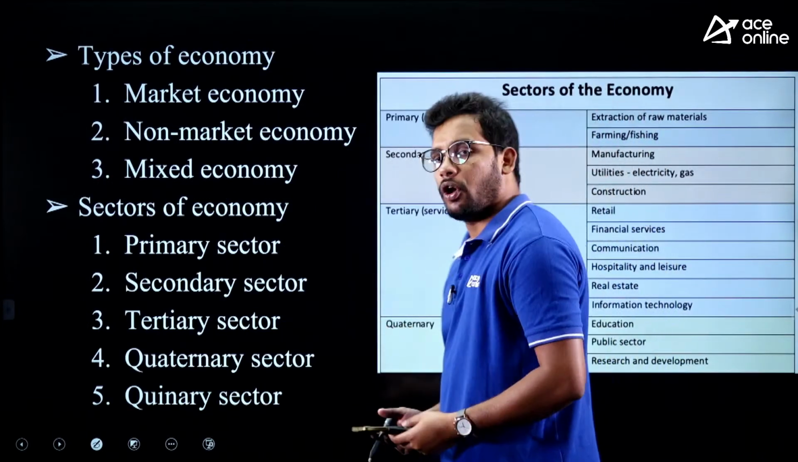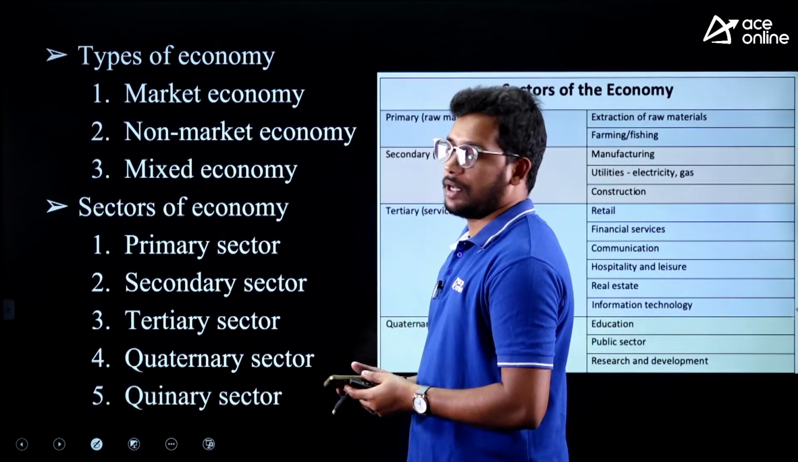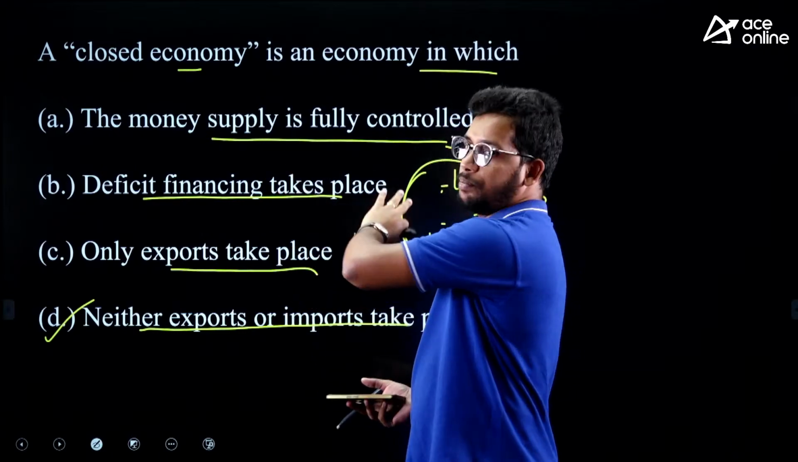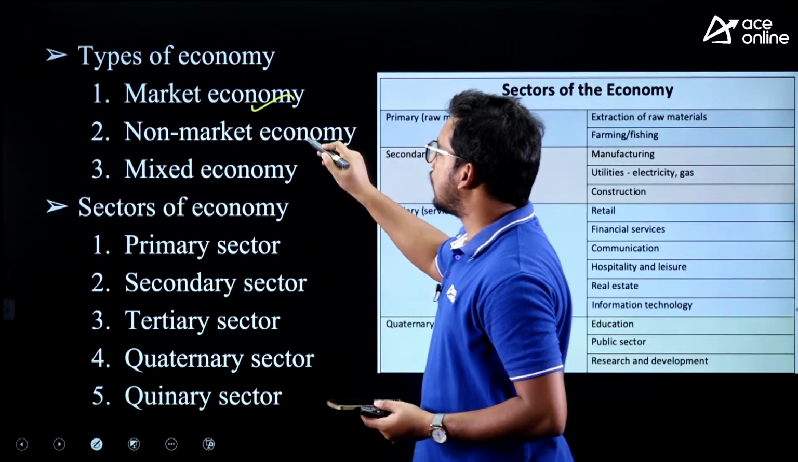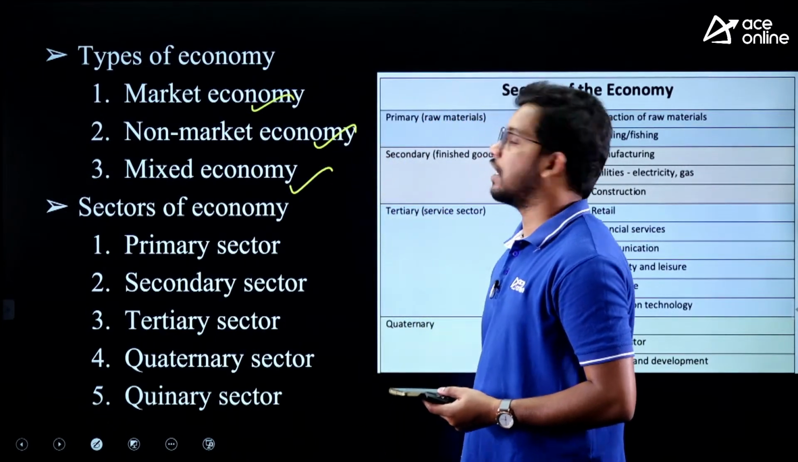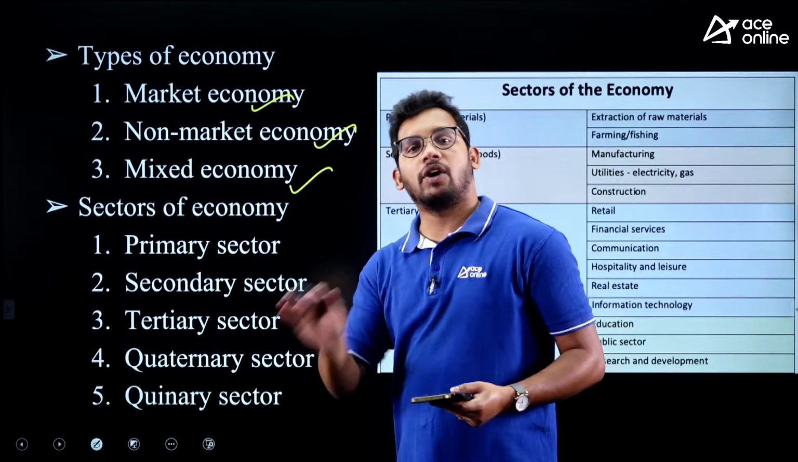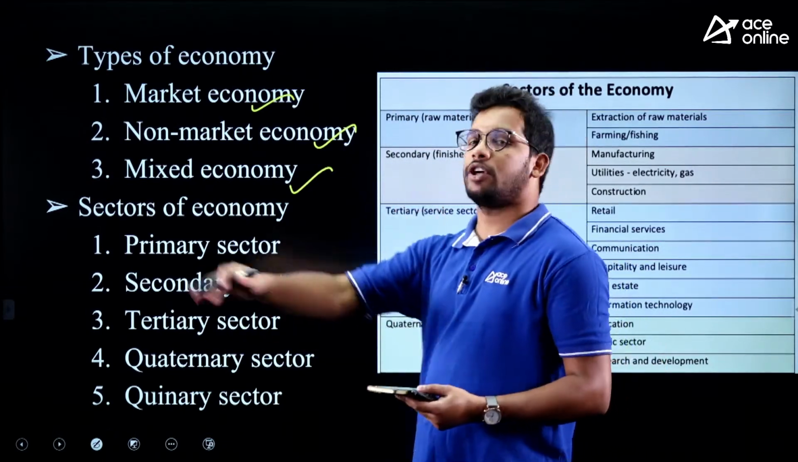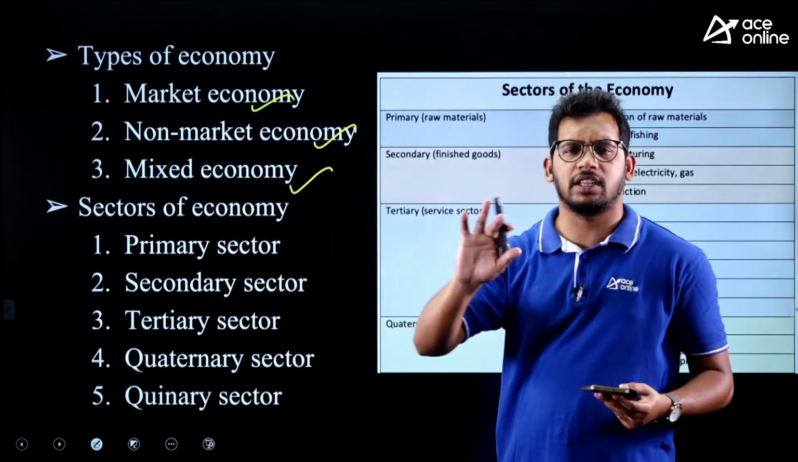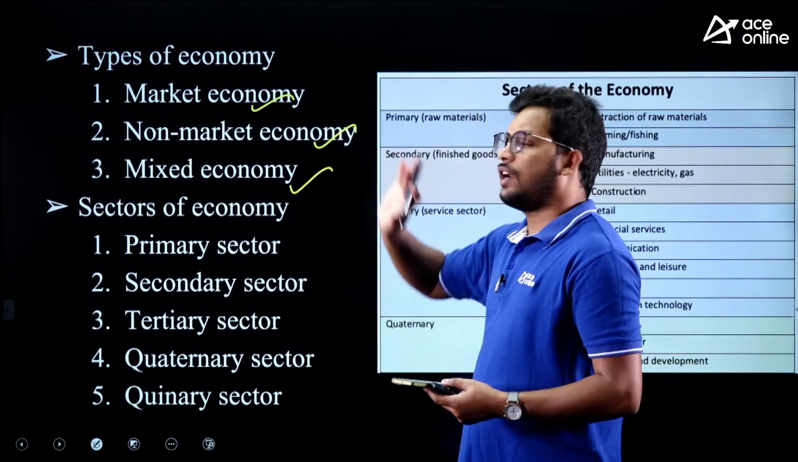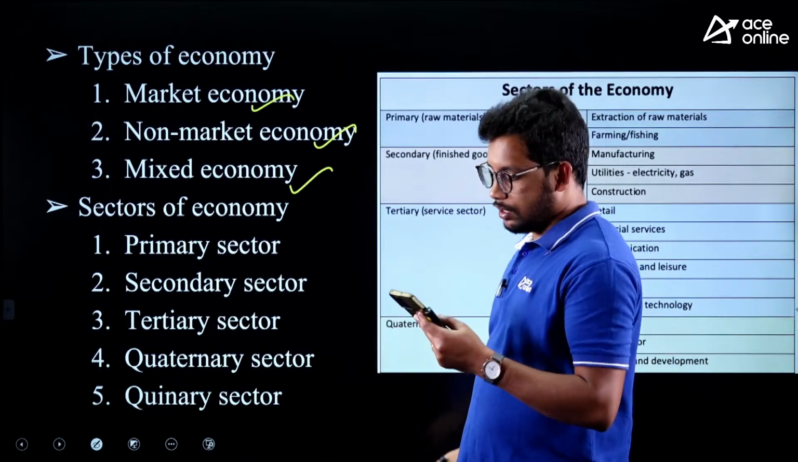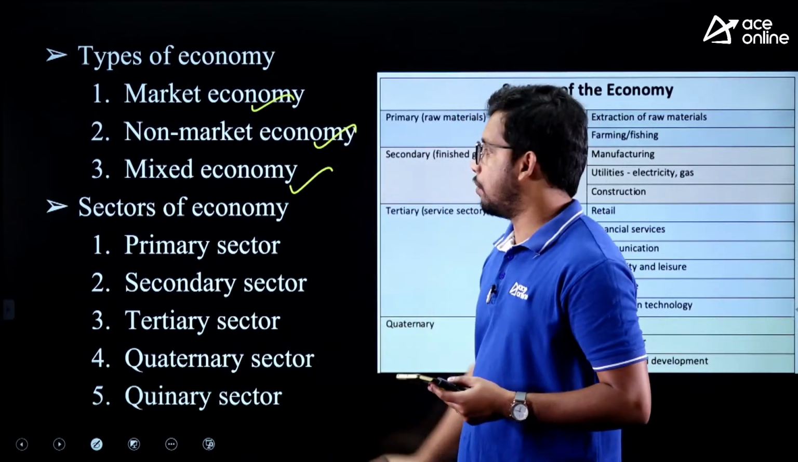Briefly, we will also see the types of economy. Don't confuse it with the classification of economy. The types of economy are market economy, non-market economy, and mixed economy. Market economy means government control is not there. It is completely left to private players like Reliance, Adani, Ambani. They can do business and earn whatever profit they want. There is less of a role for the government. That is called a market economy.